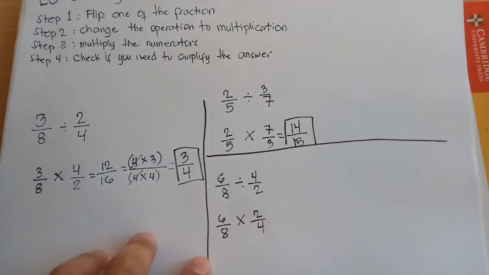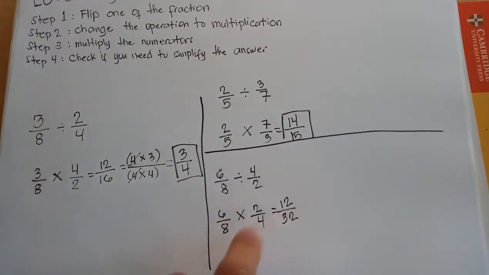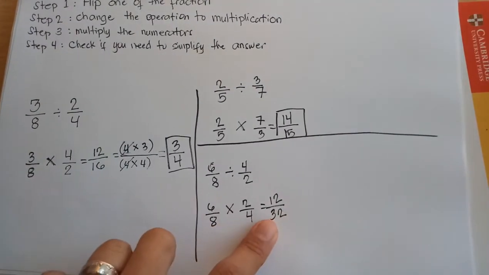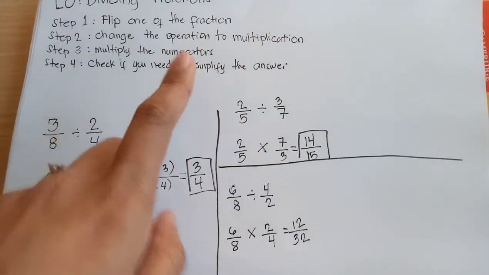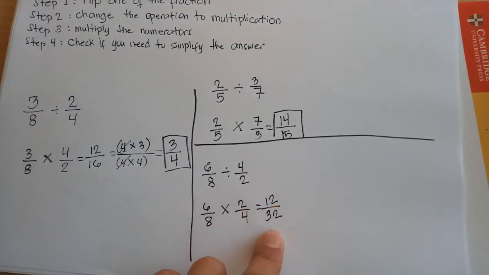Now step 3, we're going to multiply numerators and denominators. 6 times 2 equals 12. 8 times 4 equals 32. Now we have the answer 12/32. Now step 4, check if you need to simplify the answer. We have 12/32, and yes, we have to simplify the answer because we can use a single number to divide them. Okay, let's start small with this one.